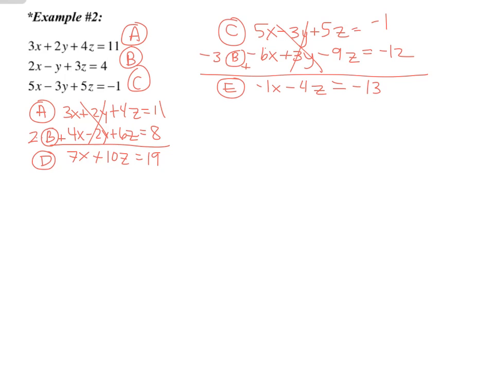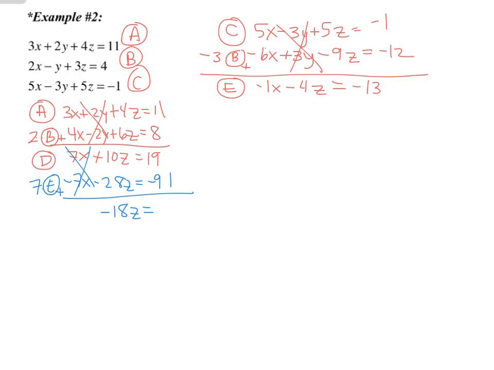So now I'm going to pair up D and E. I notice this negative 1x would easily be scaled to eliminate the x's. So I'm going to take 7 times equation E, put it under equation D, so I'll have negative 7x minus 28z equals 21. Negative 91. 7 times 3 is 21, carry that 2, 7 times 1 is 7, plus 2 is 9. Then we add straight down, 7x plus negative 7x is 0. 10z, take away 28z is negative 18z.